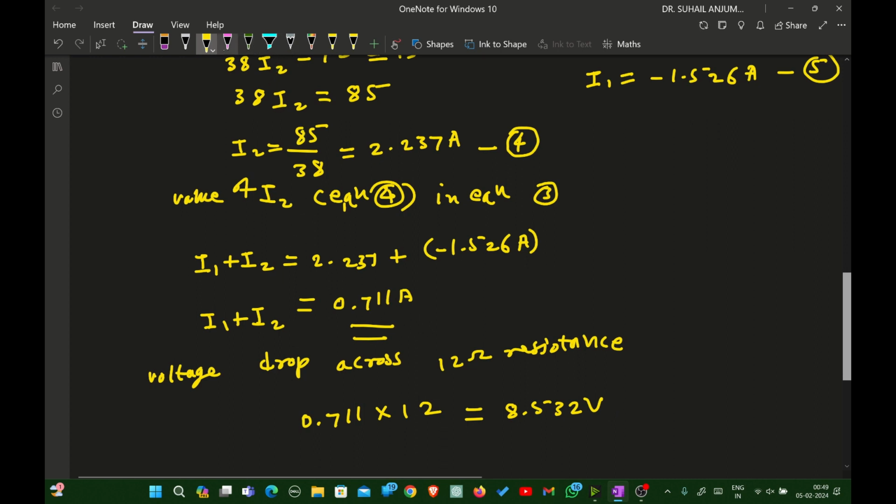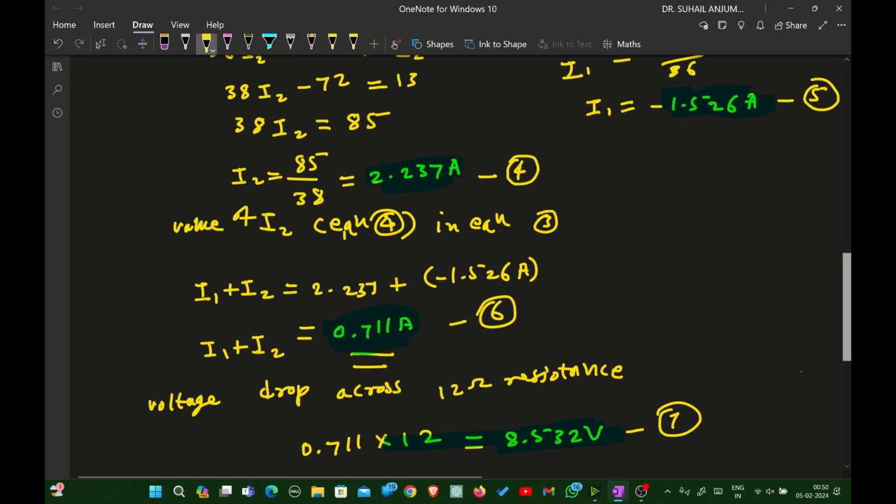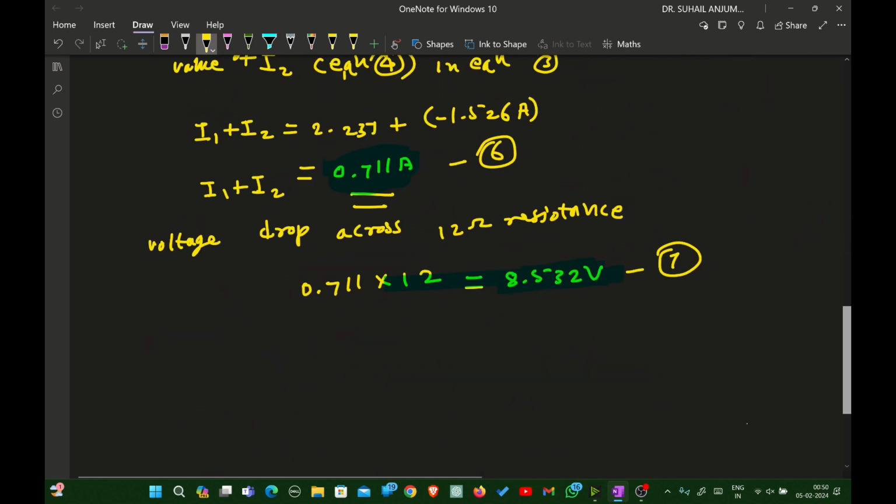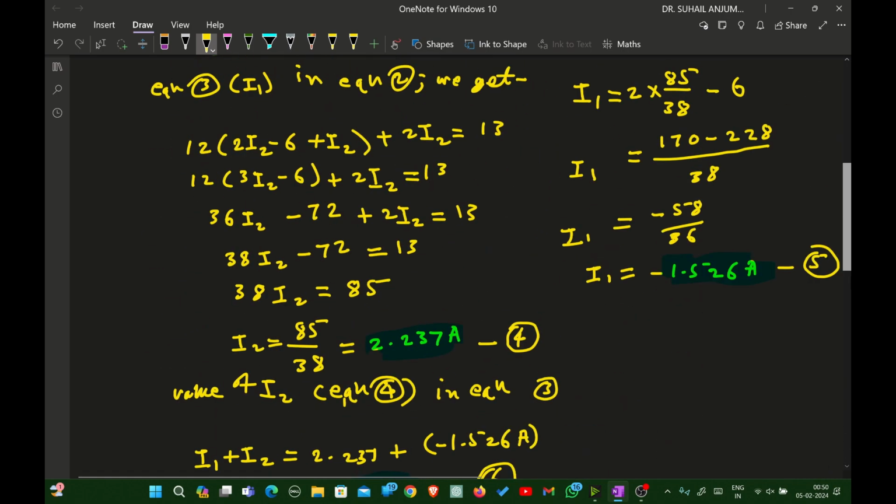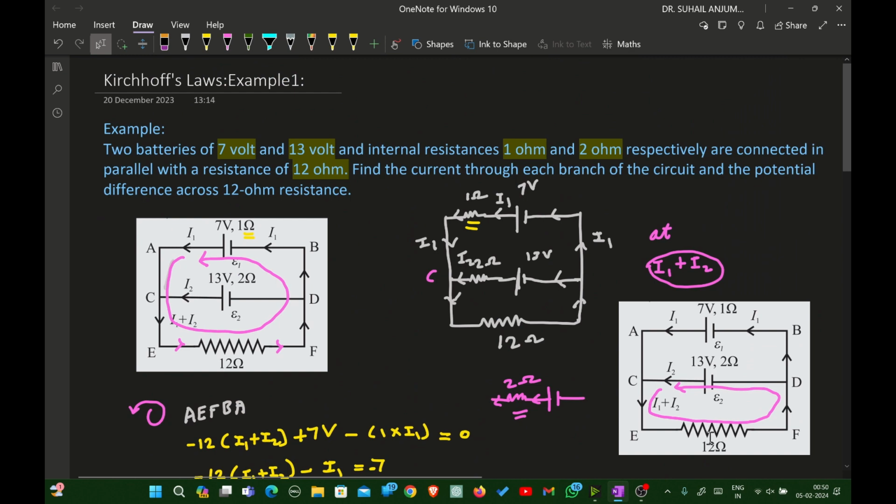Now, here what we have done is we have found out the voltage drop across this 12 ohm resistance, and the current flowing through that 12 ohm resistance. Here, this is the I2 current, and this is the I1 current. Now, you can call this equation 4, 5, this is our 6, and this is our equation number 7. So from equations 4, 5, 6, we have found the current through each branch of the circuit, and from equation number 7, the voltage drop across this 12 ohm resistance. So we found I1, the current through this branch, I2, then I1 plus I2, and also the voltage drop across this.